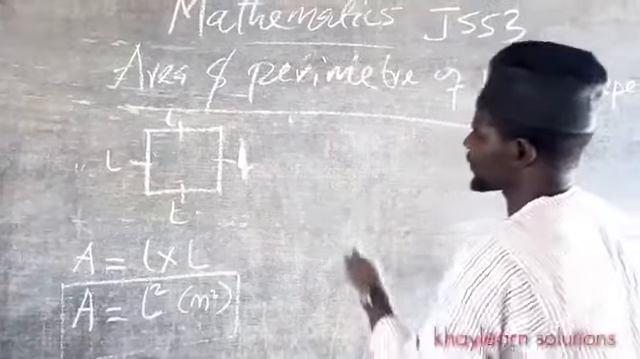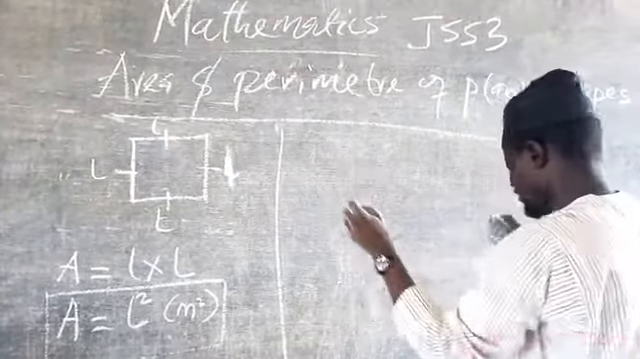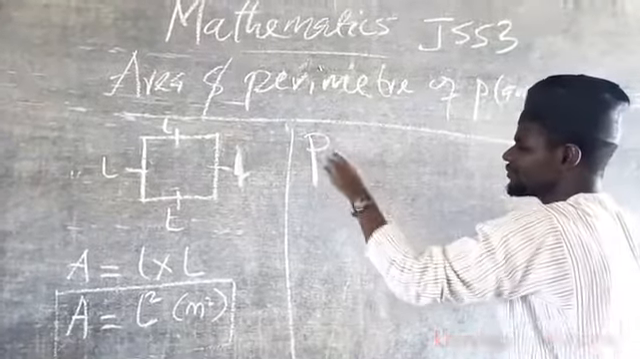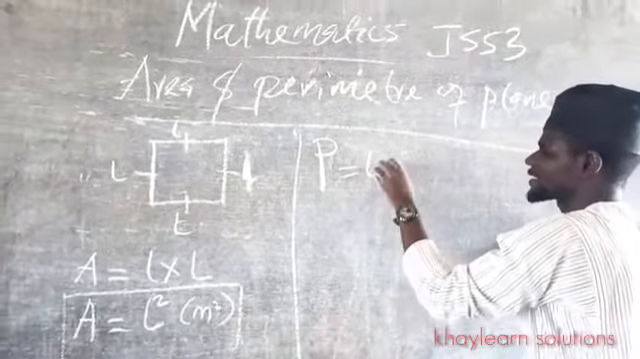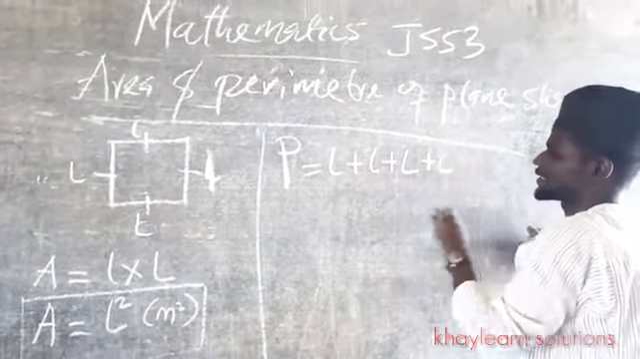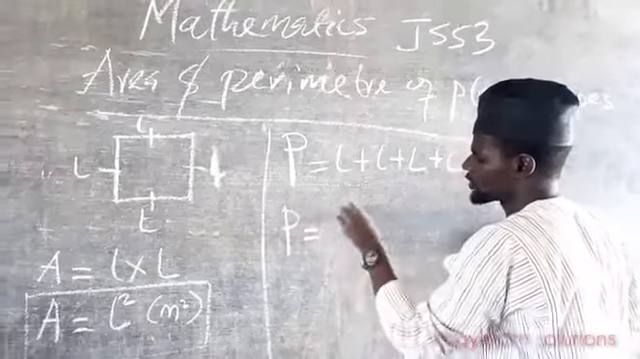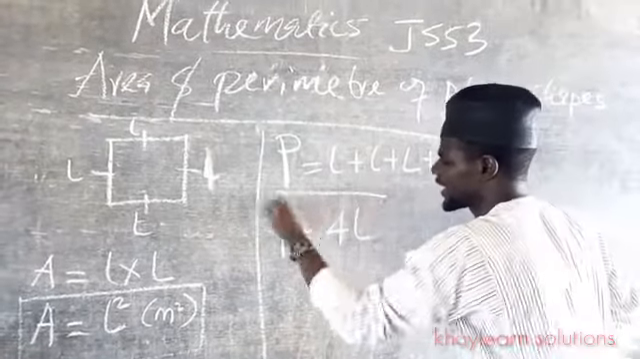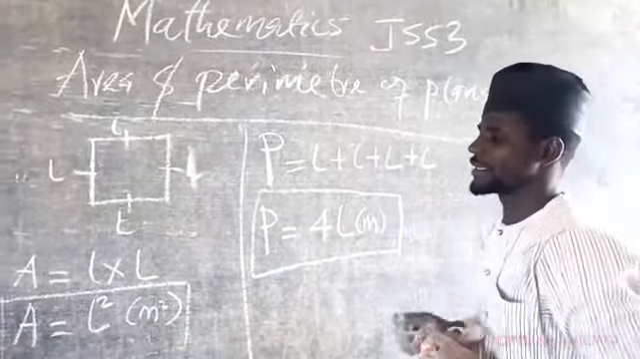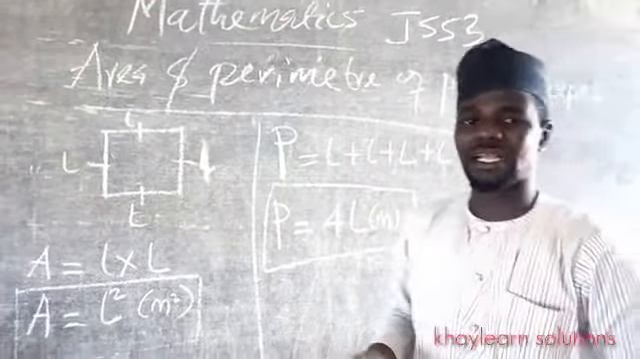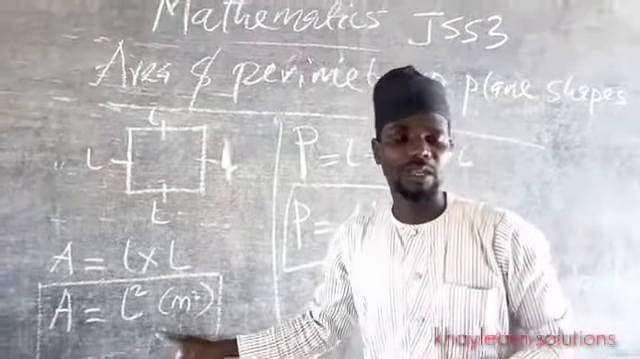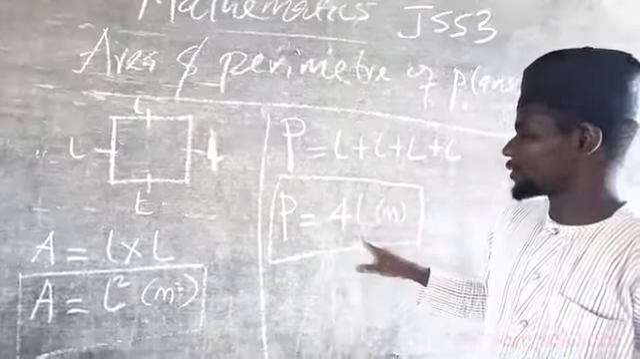Next I have the perimeter. The perimeter of the square is just P equals the first length plus the second length plus the third length plus the fourth length. Therefore the perimeter will be equal to 4 times length, and the SI unit is meter. So that's what we have as the formulas. If you want to calculate the area of a square, we are going to use this formula. If you want to calculate the perimeter of the square, we are going to use this formula.